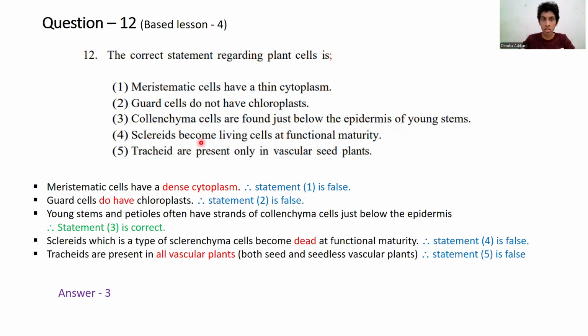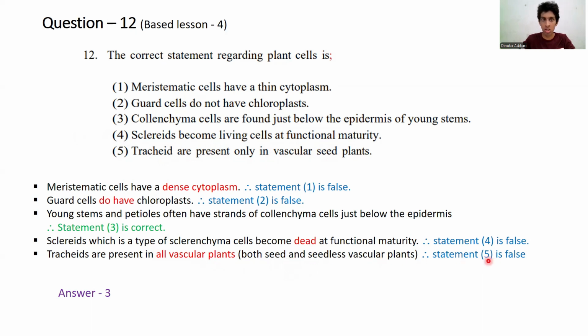4. Sclereids become living cells at functional maturity. No, sclereids is a type of sclerenchyma cells that become dead cells at functional maturity. Therefore, statement 4 is false. 5. Tracheids are present only in vascular plants. No, tracheids are present in all the vascular plants. That means both the seed and seedless vascular plants. Therefore, statement 5 is also false.